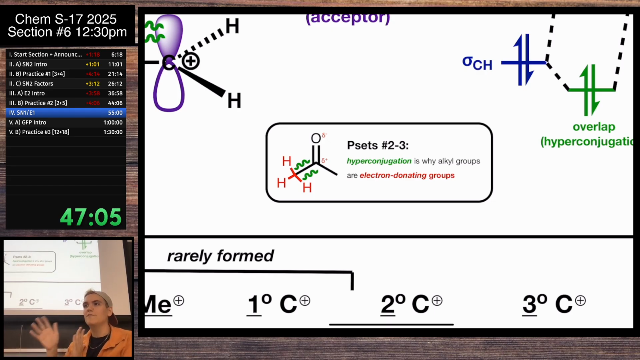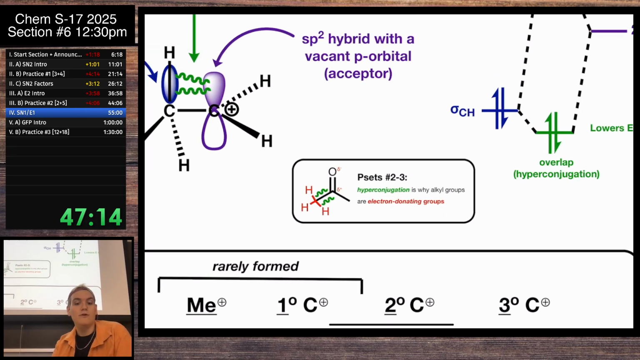I had several one-on-one conversations with people about it in help room, and they were like, how are we supposed to know that? And you weren't. You were learning it then. This is why. Hyperconjugation is why alkyl groups are electron donating.